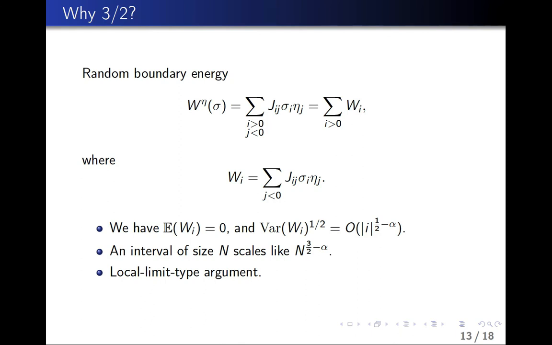For each positive side I, the random boundary energy on I has expectation 0 and standard deviation the size of I to the power one half minus alpha. An interval of size n scales like n to the power 3/2 minus alpha. You obtain the result by a local limit type argument.